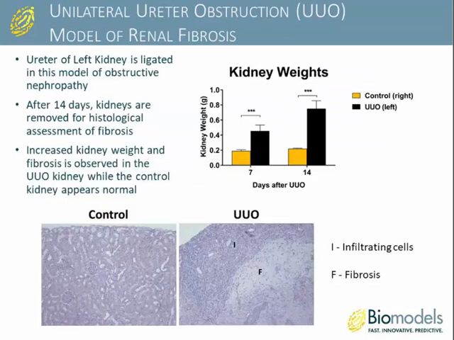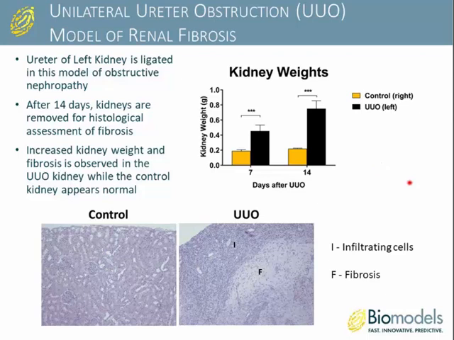Here we're showing data from this model, and it can be run for anywhere from 10 to 14 days. But in this study, we sacked a cohort of animals at 7 days and at 14 days and looked at the kidney weights. This is usually a very good indicator of the amount of fibrosis that's present in the kidneys. So at day 7, you have the control right kidney that was left unobstructed, and then the left kidney, which underwent the UUO surgery, and you see a significant increase in weight. And this is again seen at day 14 as well. So this is a good indicator of fibrosis in disease without actually measuring collagen content.